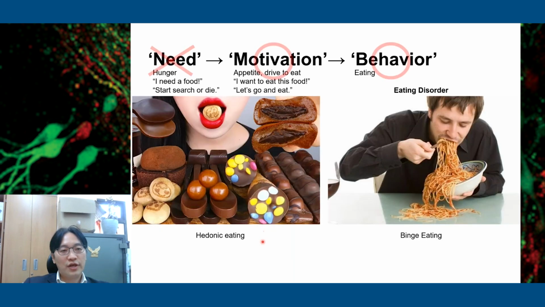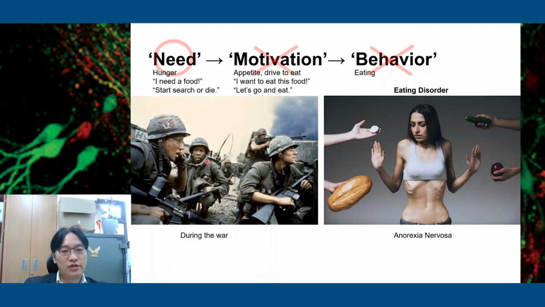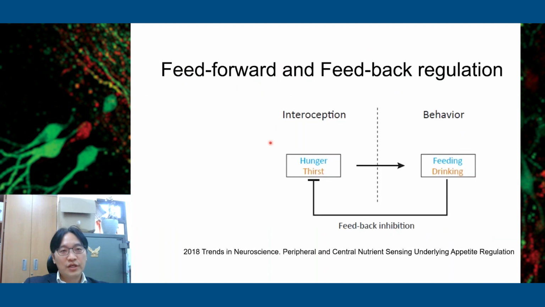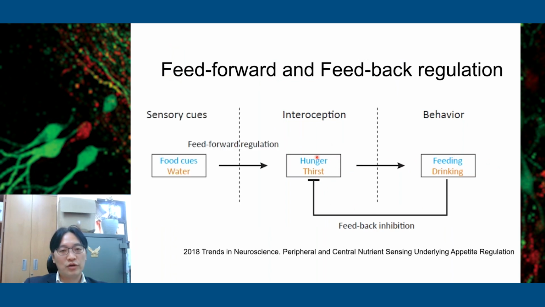So there can be a situation when you don't have need, but you have the motivation, like when you want to eat dessert when you don't need any calories. And there is a circumstance like a war, where you need calories, but you don't feel any appetite. And so this is the feedback inhibition, that you do something and your behavior inhibits your need.